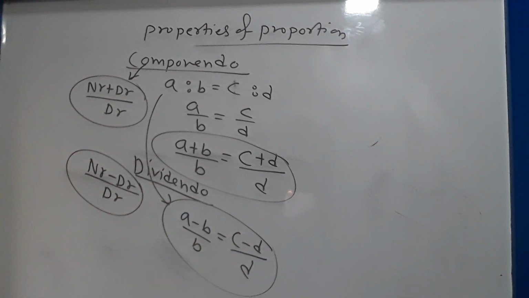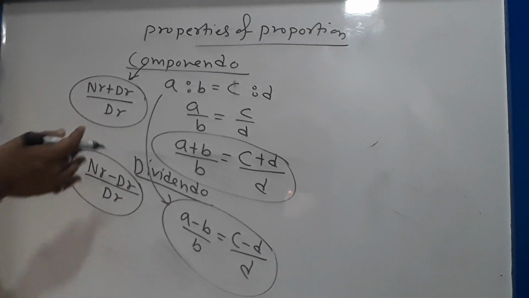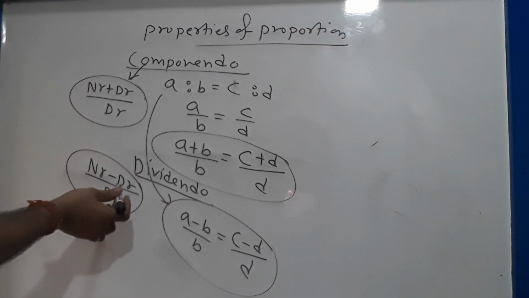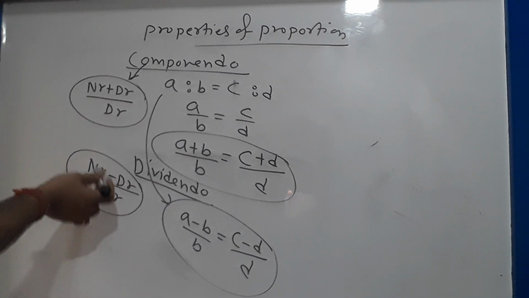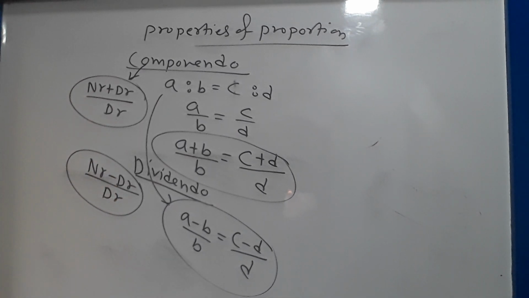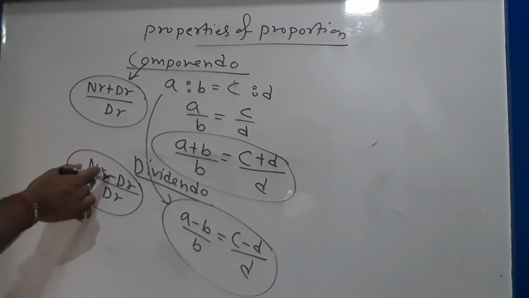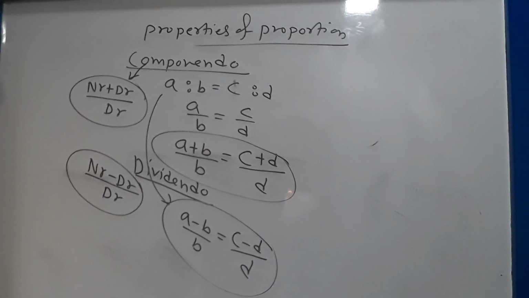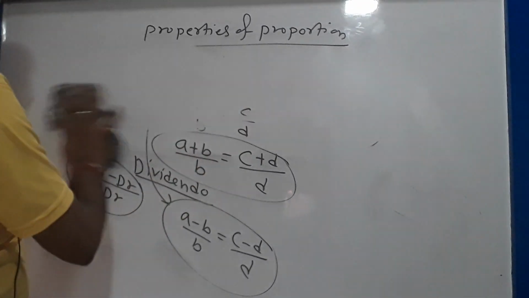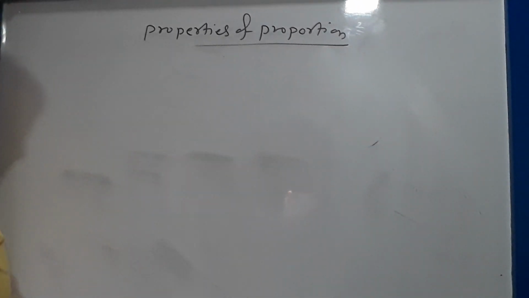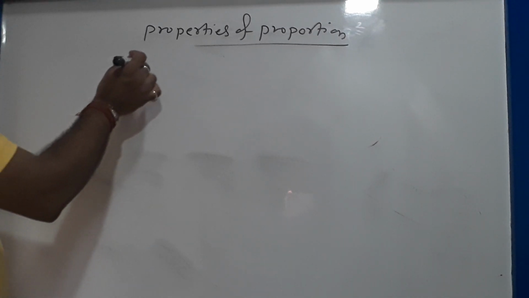Correct. So using componendo I can add denominator in the numerator. Using dividendo I can subtract denominator in the numerator. Is it clear? So componendo means plus, dividendo means minus. Is it clear? Now club both the results, componendo and dividendo.